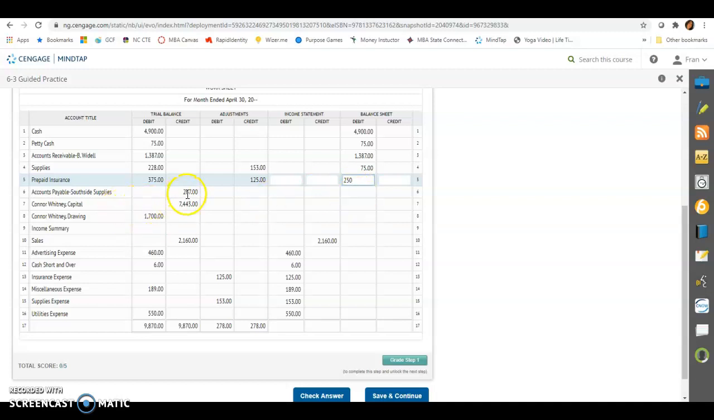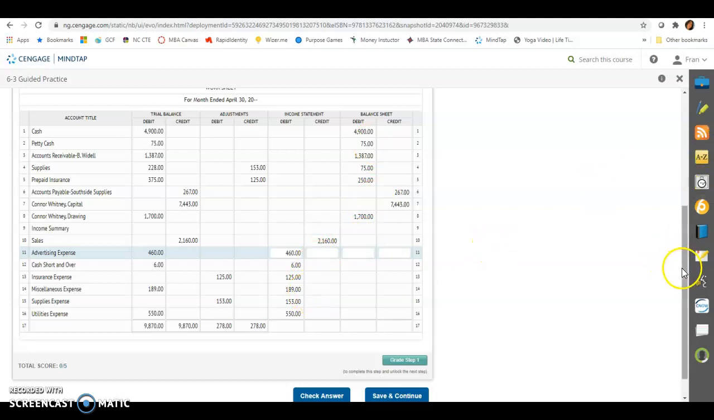All right, this one is a credit, $267, because it's accounts payable. We know accounts payable have credit balances. The capital account has a credit balance, but the drawing account has a debit balance. And that would be everything that goes into the balance sheet.